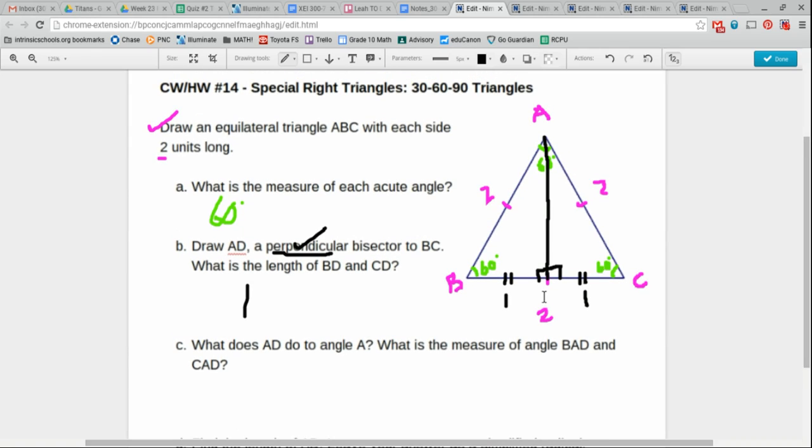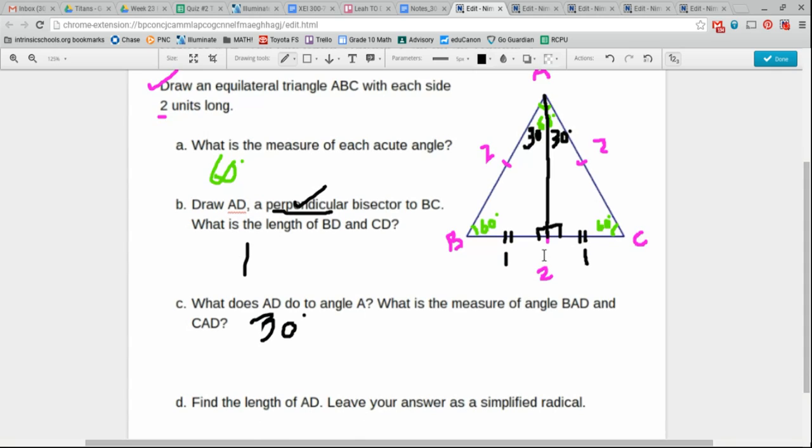Part C is asking us, what does AD do to angle A? So if I look up here, if I drop this perpendicular bisector, not only is it bisecting the side BC, it's bisecting the angle. So this would be 30 degrees and 30 degrees. We're just going to break that 60 in half. So it says, what is the measure of angle BAD and CAD? Each of those angles would be 30 degrees because the perpendicular bisector is bisecting that angle.